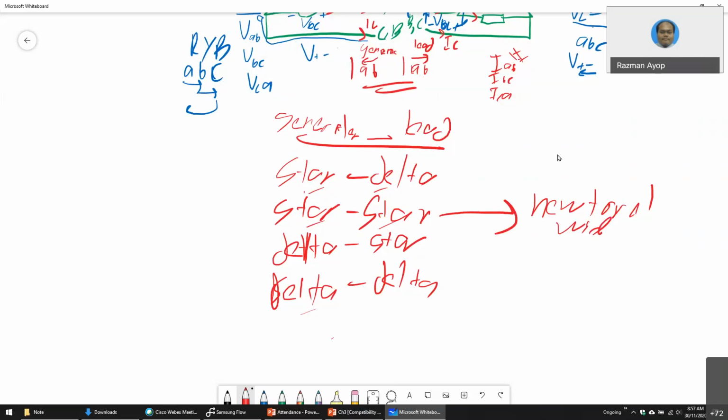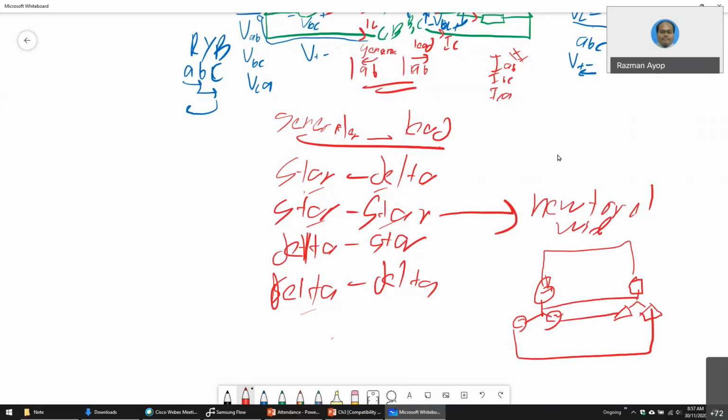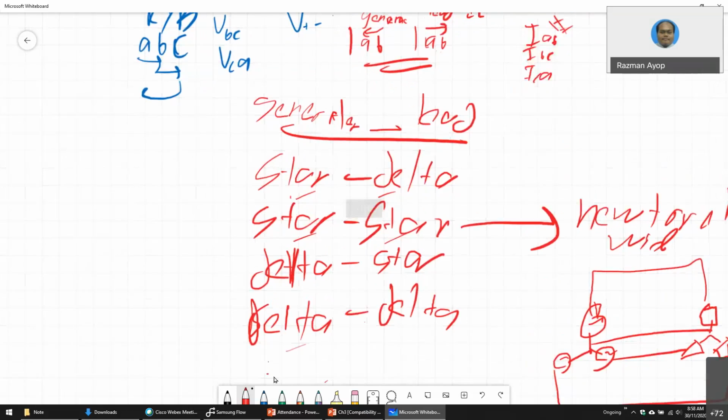Remember that I said like this. You have a load like this, this one and this one. For star connection, you can have either a 3 wire or 4 wire system. So make sure you know all of this. Basically, there are 4 types, and one of the types has two categories. Make sure you know how to draw all of this.